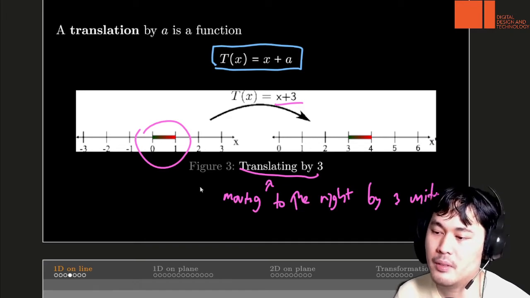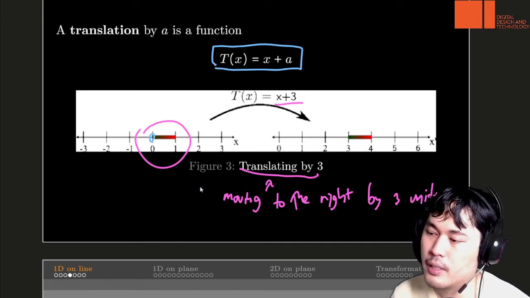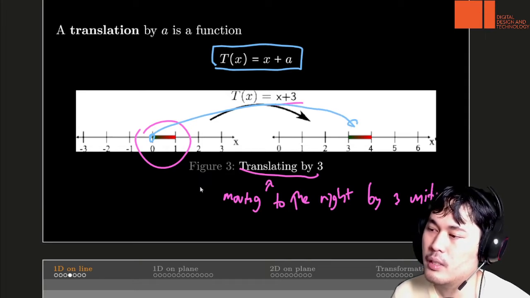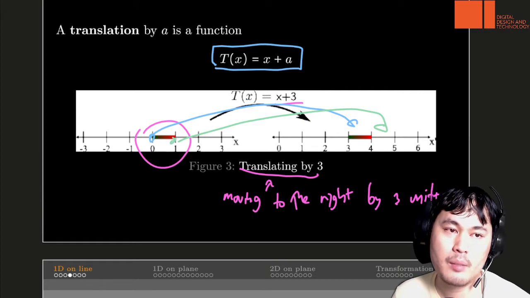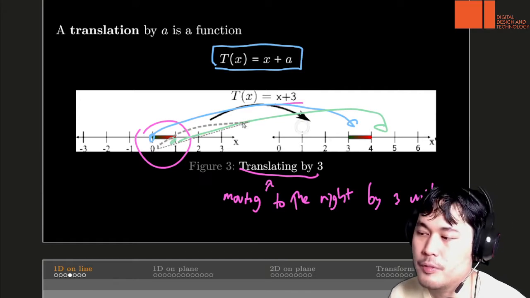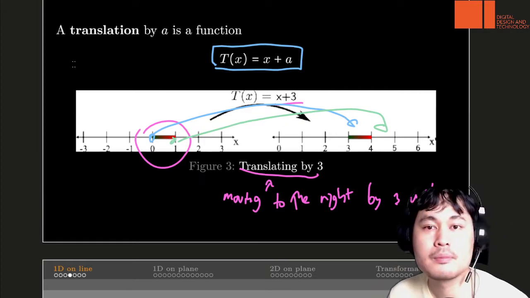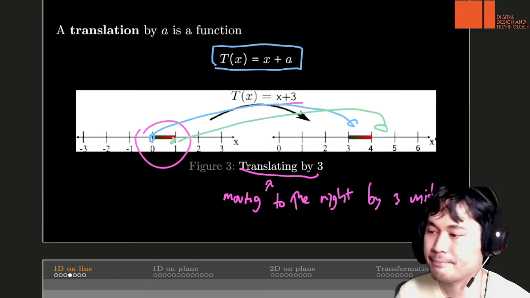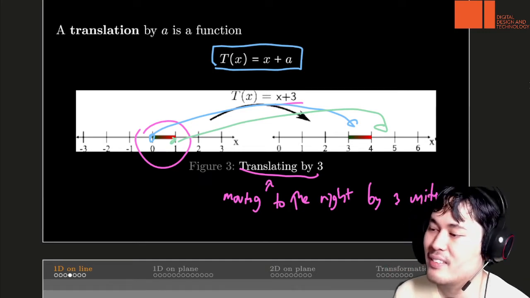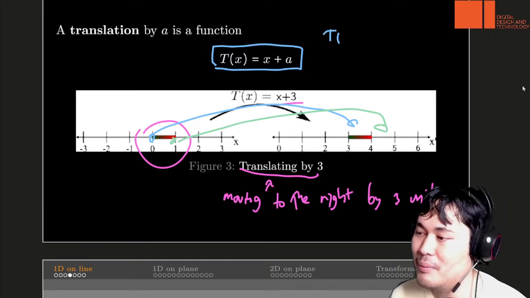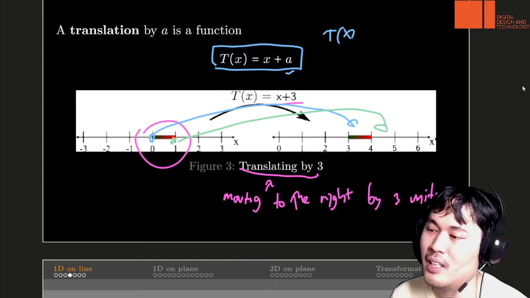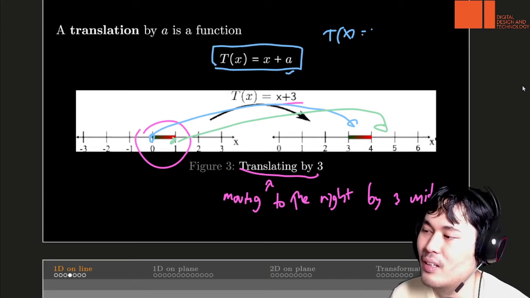And you can see that the point 0 gets moved to point 3, the point 1 gets moved to point 4, and everything in between also gets moved by the same amount. So that's a translation. Nothing fancy yet, but also note that since this a can be any number, you can also have a negative number.